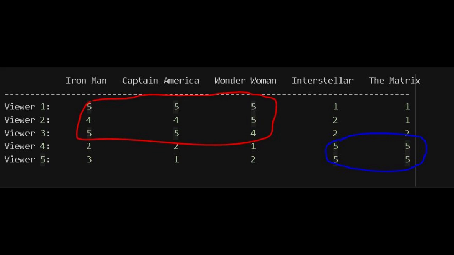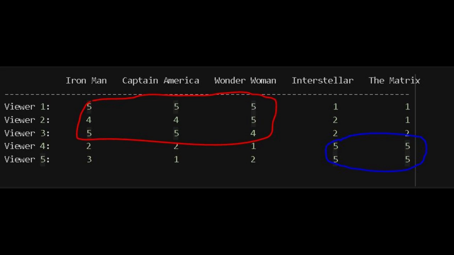Welcome back to the movie ratings analysis. In this matrix, we have ratings given by 5 viewers for a selection of movies. In this example, we can observe that among these viewers, we can clearly identify 2 distinct types of movie lovers. The first group consists of individuals who are avid fans of hero movies, marked in red, while the second group shows a strong preference for sci-fi films, marked in blue.